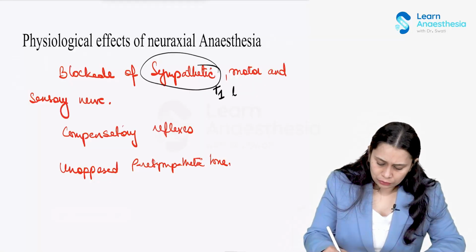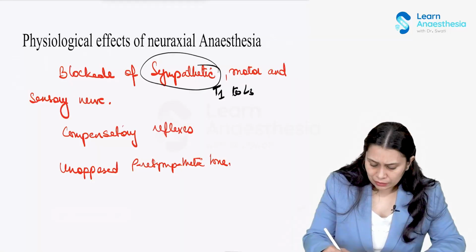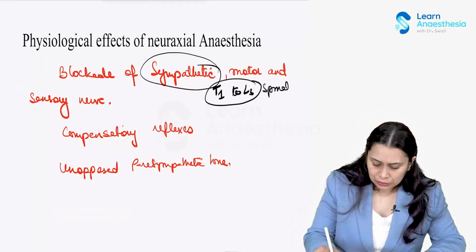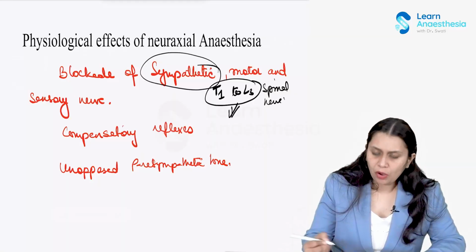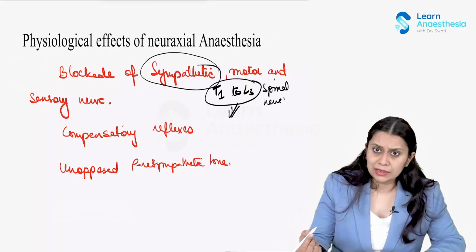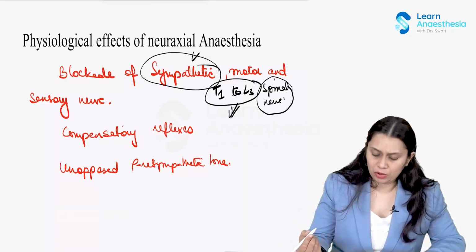from T1 to L3 of the spinal cord and travel along with the T1 to L3 spinal nerve, right? So they travel with the T1 to L3 spinal nerve. So when these are getting blocked, when we are performing the neuraxial anesthesia in which we block the spinal nerve, we are getting the sympathetic block.